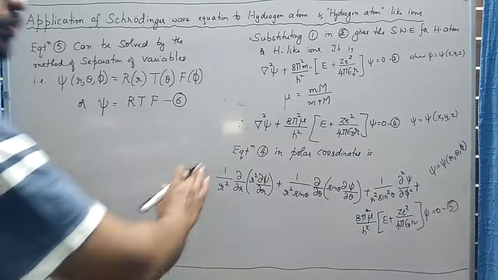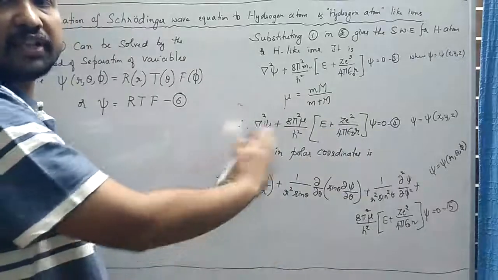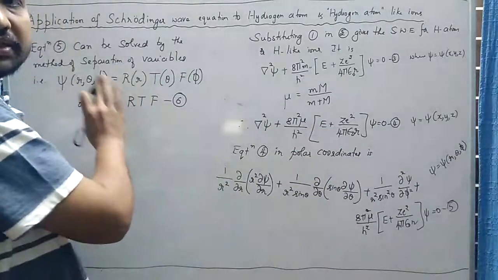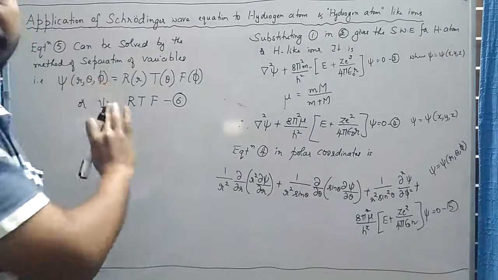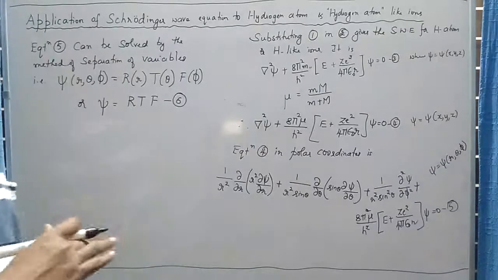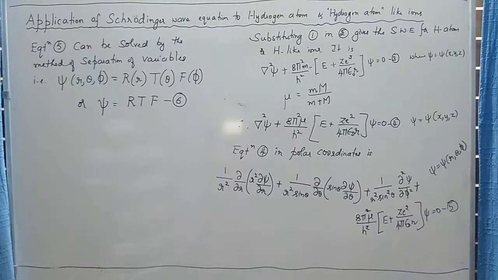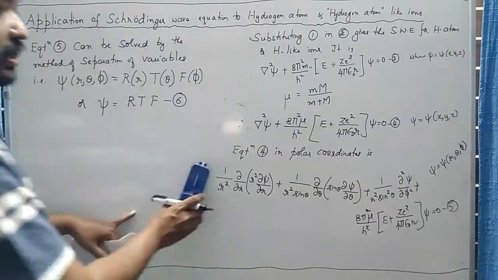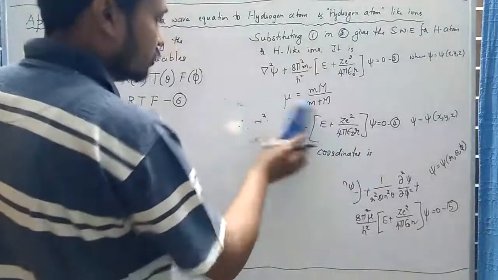So this partial differential equation containing three variables, as a result of applying the method of separation of variables, will be converted into three one-dimensional differential equations, each differential equation dealing with one variable: one differential equation dealing with variable r, one dealing with variable theta, the other dealing with variable phi. So what are those equations and what are the solutions to each of these differential equations? Let us see.